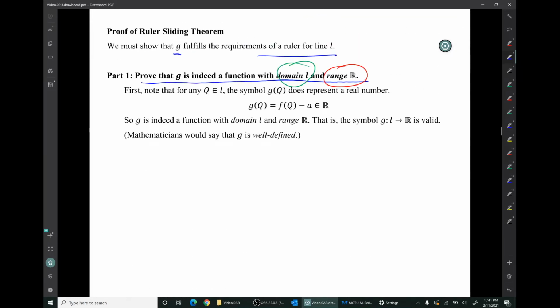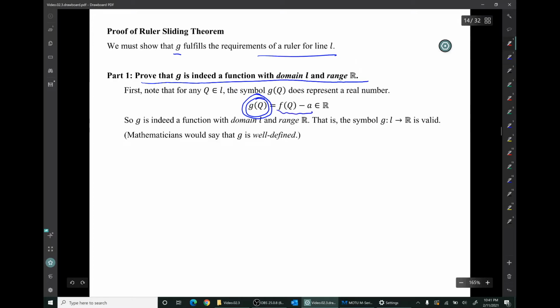The first part is easy. We have to prove that g is indeed a function with domain L and range the set of real numbers. Well, that just means that we have to show that this thing called g really does eat points as input and spit out real numbers as output. Well, what happens when you feed g a point? Well, you denote it like that. Well, the way that g is defined is this. To compute g of Q, you do this.